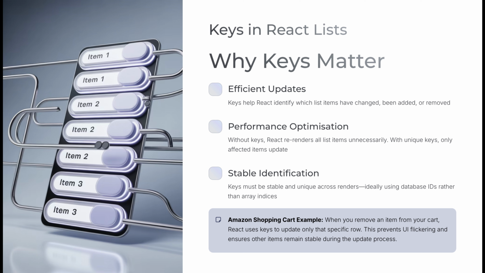Consider an Amazon shopping cart. If you remove one item, React uses the key to update only that specific row, without flickering or resetting other items. This leads to better performance and a smoother shopping experience. In an interview, don't just say, "Keys help React optimize updates." Always include the reasoning. Keys are vital for reconciliation and ensuring UI stability.